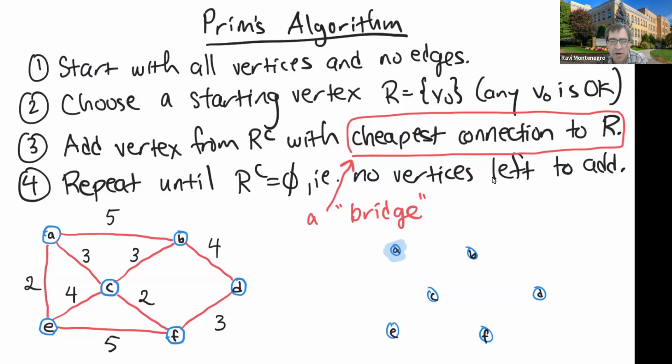And what does that mean? Well, R are the vertices I have added so far. Initially, it's just A. I want one from R complement that has the cheapest connection coming back. So there are 3 ways to get there. I have a 2, a 3, and a 5. So the cheapest one would be that bottom one, that 2. So let's do it.